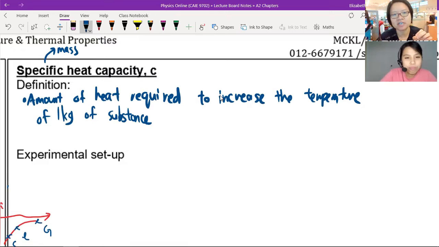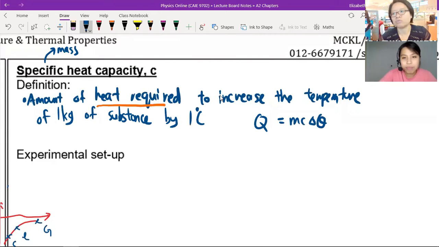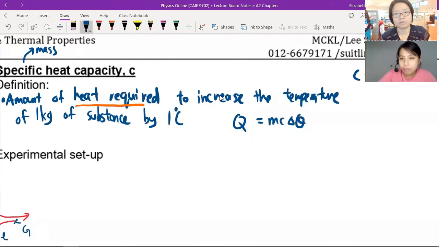Like everything in physics, we prefer our favorite number 1. So this will be the amount of heat required to increase the temperature of 1 kg of a substance by 1 degree Celsius. Okay. So if we actually write this out in an equation, the symbol here is C. So C would be equal to Q over M delta theta. Because the amount of heat required for 1 kg for 1 degree Celsius. And then we let M be equal to 1 kg and delta theta to be 1 degree Celsius.